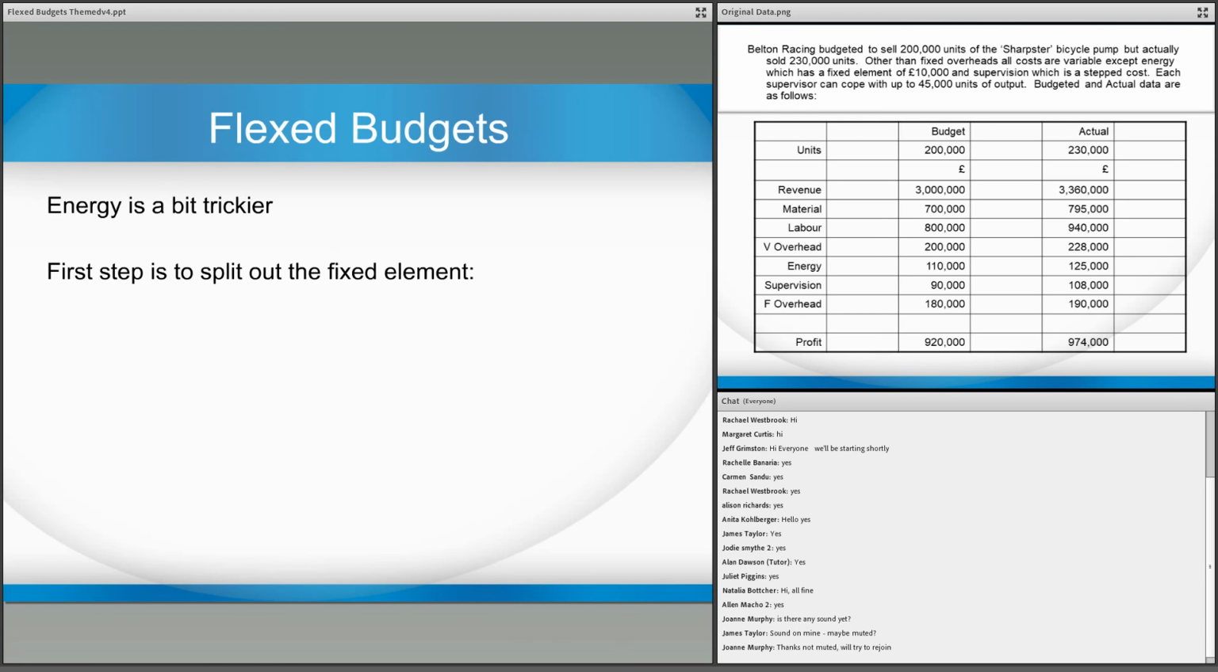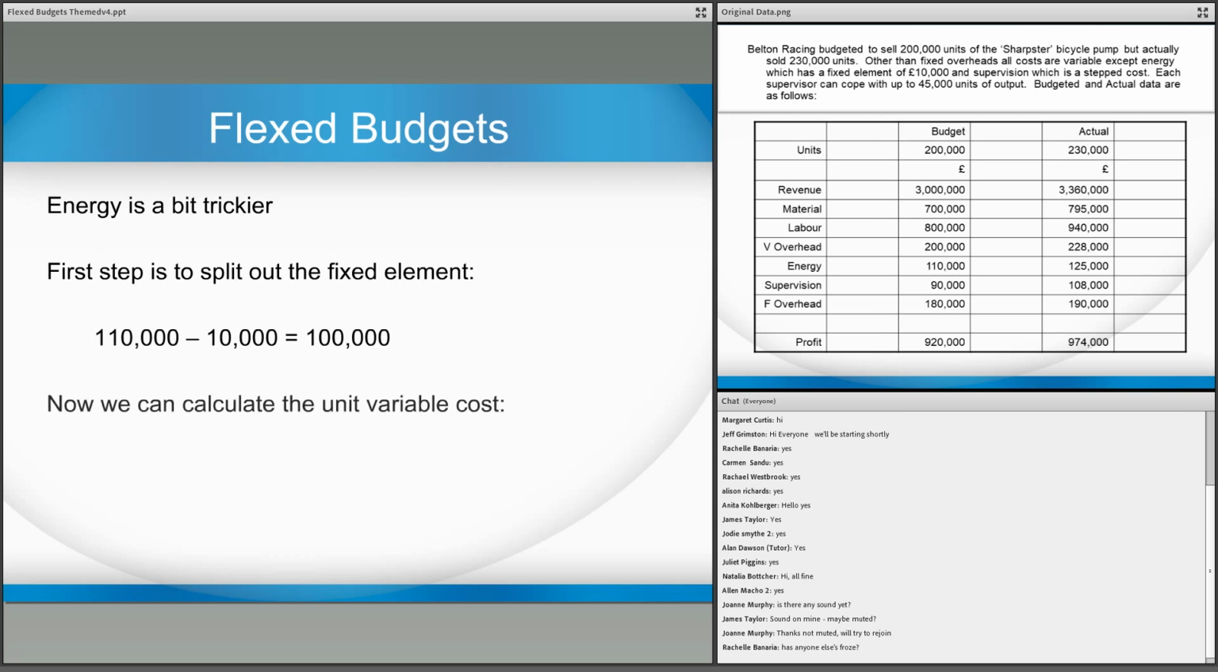We've been told that it's semi-variable, so first thing we need to do is to take the total and split out the fixed element. We have a total of 110,000. Take away the 10, that leaves 100,000. Using that, we can work out the unit variable cost. 100,000 divided by 200,000, 50 pence a unit.